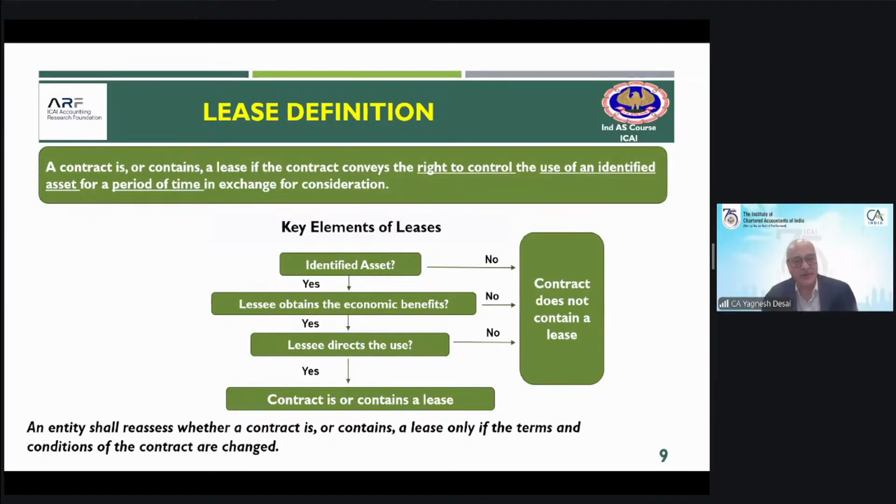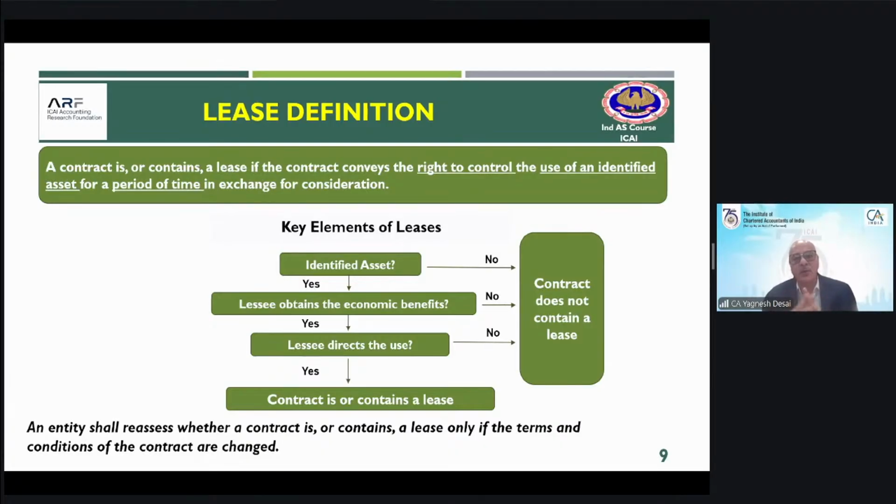Here is the definition. There has to be a contract. Contract must have a commercial substance. If any of the parties has the right to cancel the contract without payment of any significant penalties or damages or charges, we won't call it a contract. It has to be something serious. It cannot be a joke. So first determine, is there a contract?